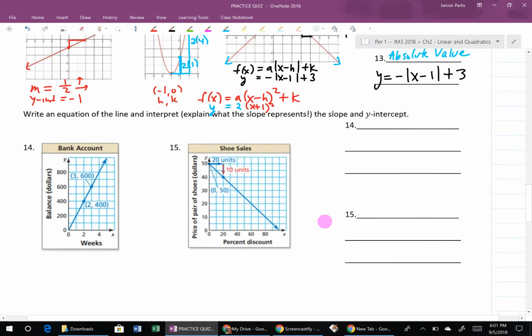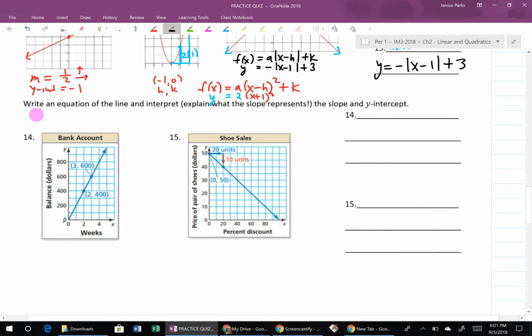For number 14 and 15, we need to write an equation of the line. That's first. And then interpret what the slope represents. Okay? So don't worry about the y-intercept. So when we write the equation of this line, I know that the y-intercept is 0. That's the starting point. That's your initial value. Where here, the y-intercept is 50. So that's the initial starting point. That's the initial balance, or initial price of the shoes, excuse me. Okay? This is the price of shoes.